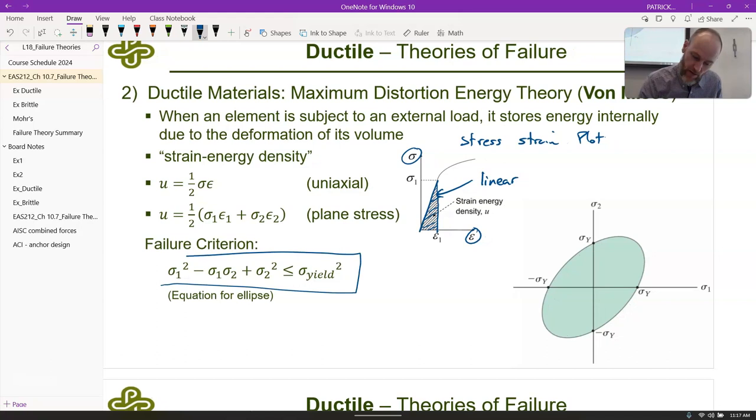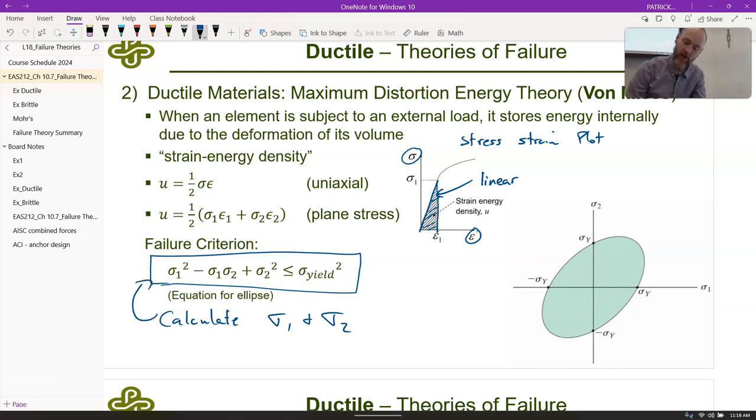So you've got this criterion that's saying the energy that's going to be absorbed can't be greater than the yield stress. And the measure of what that energy is, in terms of sigma 1, sigma 2, is sigma 1 squared minus sigma 1 times sigma 2 plus sigma 2 squared, less than or equal to the yield stress squared. So, to evaluate this criterion, all you do is calculate sigma 1 and sigma 2, plug them into that equation, and if that expression is less than the yield stress squared, then you're good. However, if sigma 1, sigma 2 plugged into that equation exceeds the yield stress squared, then we'd expect failure.